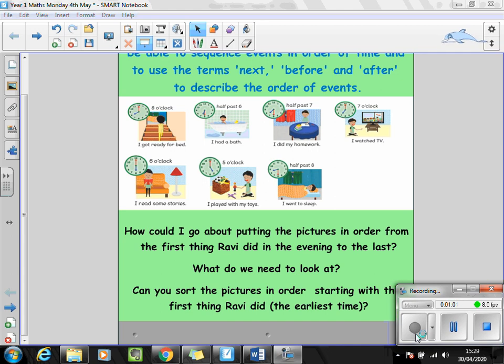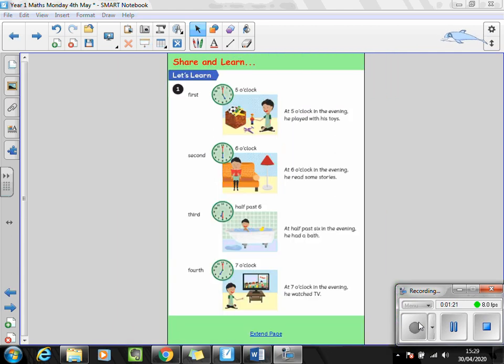Talk to your adult. What do we need to look at first to help us order them? Maybe you could sort the pictures in order, starting with the first thing Ravi did, which would show the earliest time, to the last thing he did when he went to sleep, the latest time. Let's have a look and see if you manage to order them.